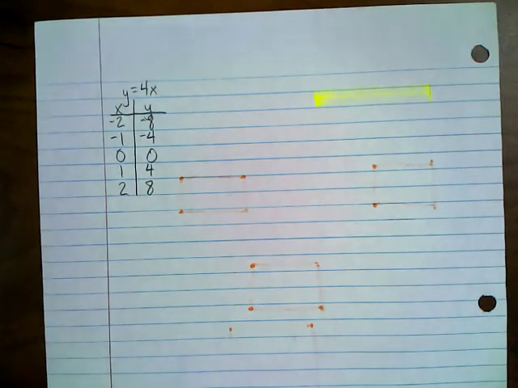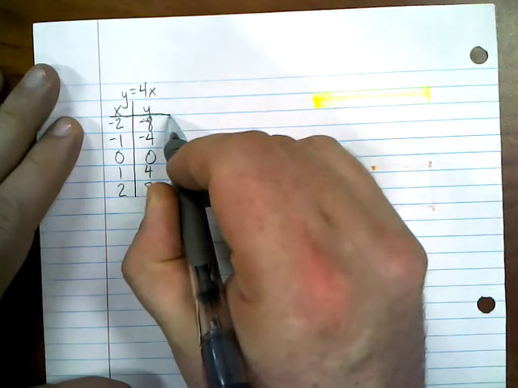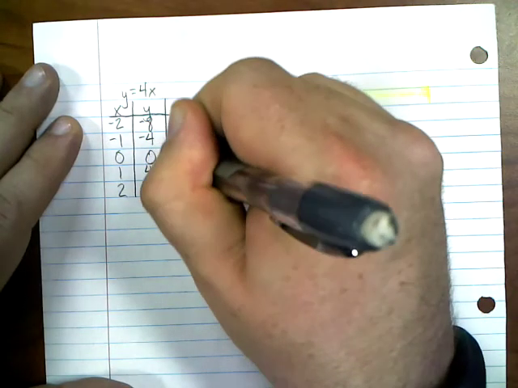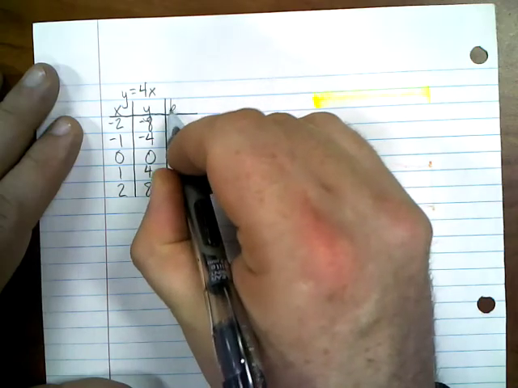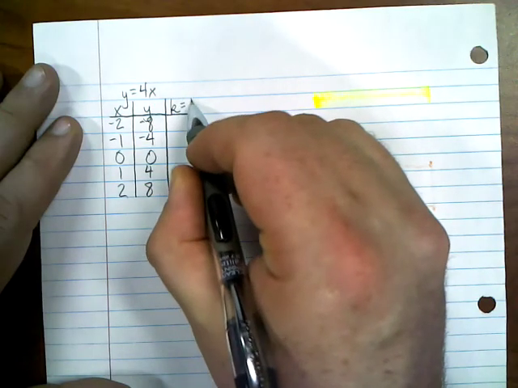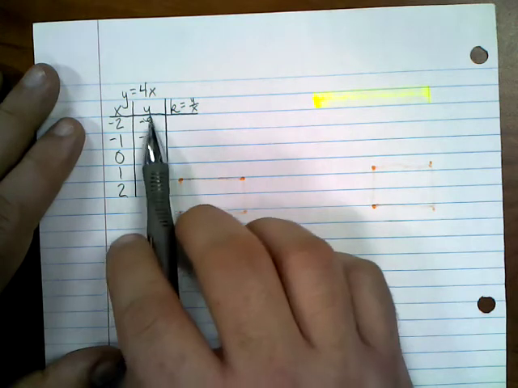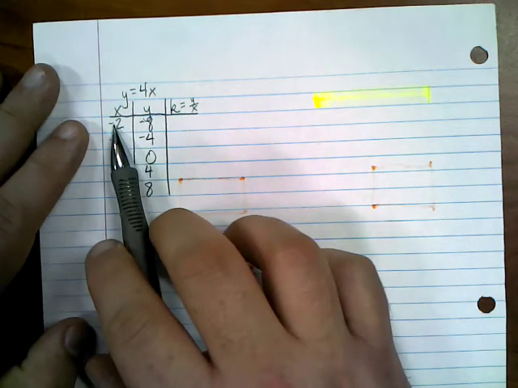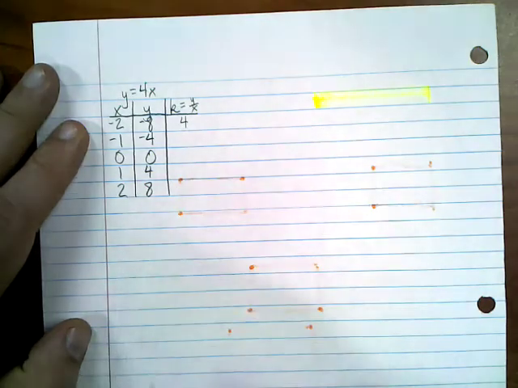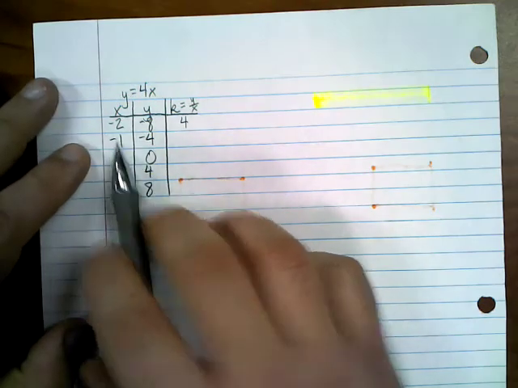So to see if this is a direct variation using the table, what we do is we add on a third column here to our function table. And this is going to be the k column. But remember that k equals y over x. So the y value divided by the x value. So what is a negative 8 divided by a negative 2? 4. What is a negative 4 divided by a negative 1? 4.